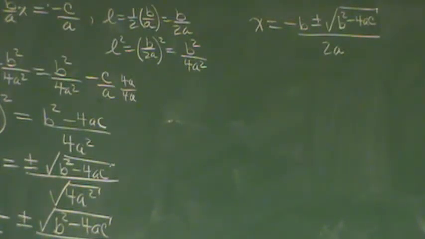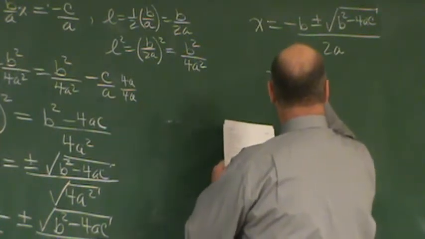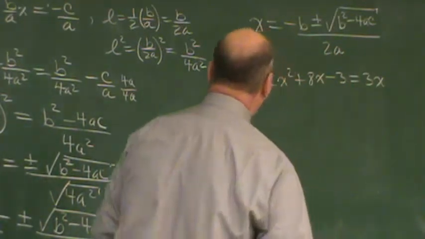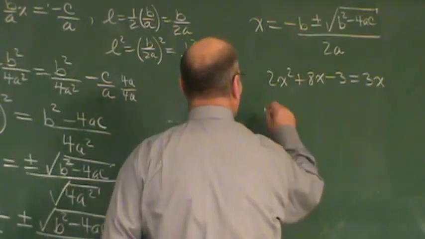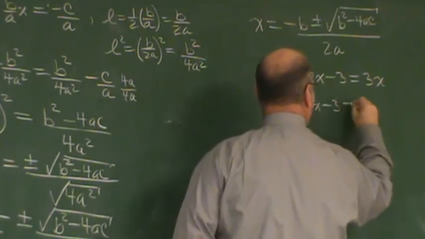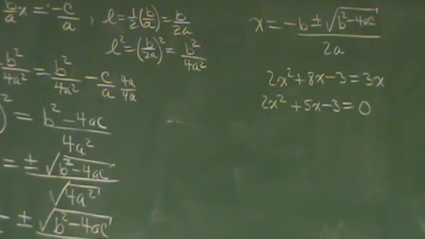All right? You with me? Main thing is know this formula and know how to use it. Okay? Let's look at an example problem. 2x squared plus 8x minus 3 equals 3x. First off, you got to get it in general form. You got to get it equal to 0. So I'm going to write this as 2x squared plus 8x minus 3x gives me 5x minus 3 equals 0. So for this example, A is 2, B is 5, C is negative 3.